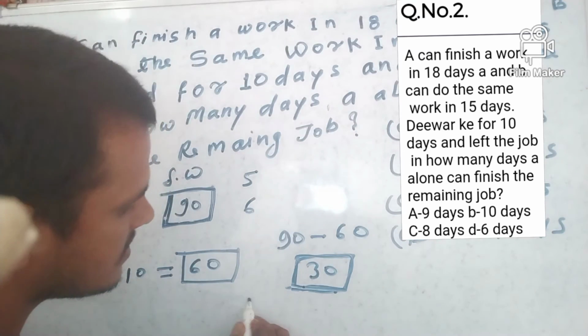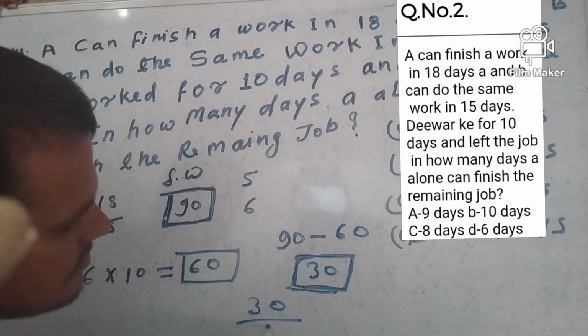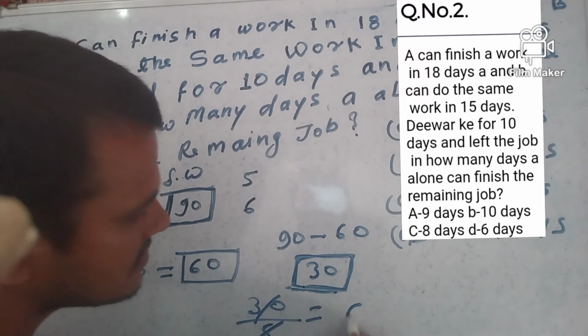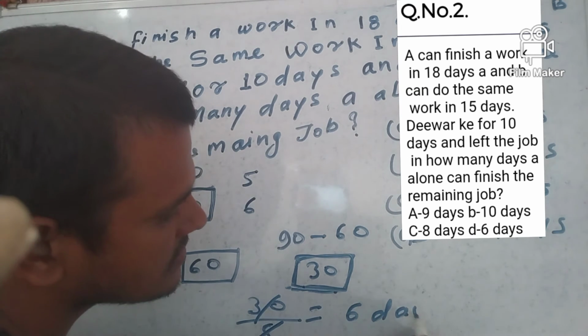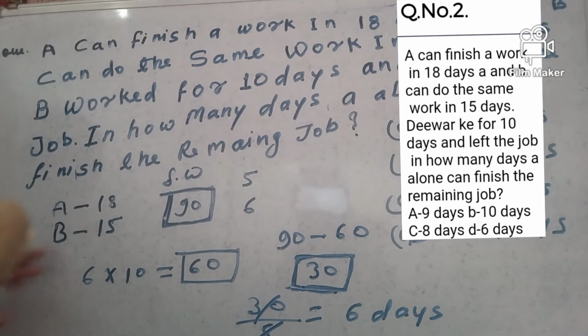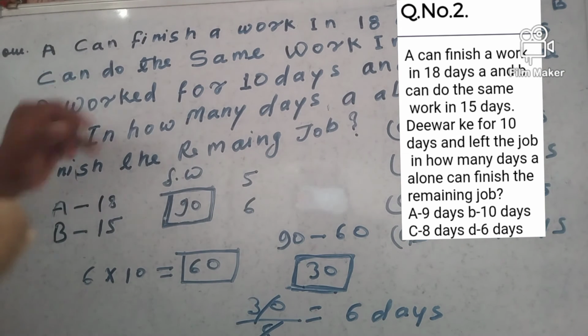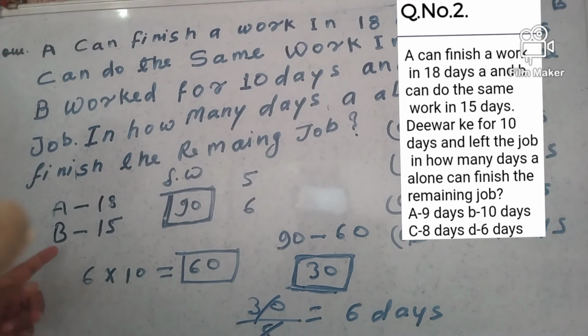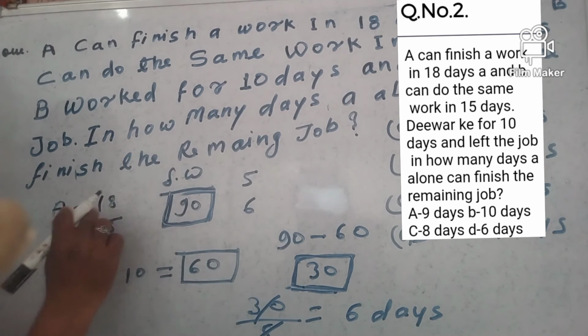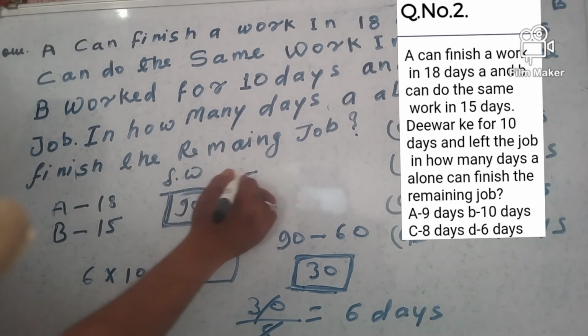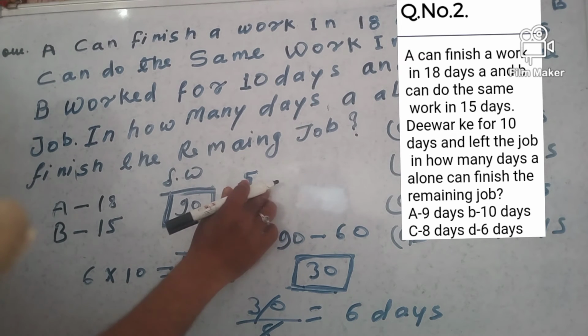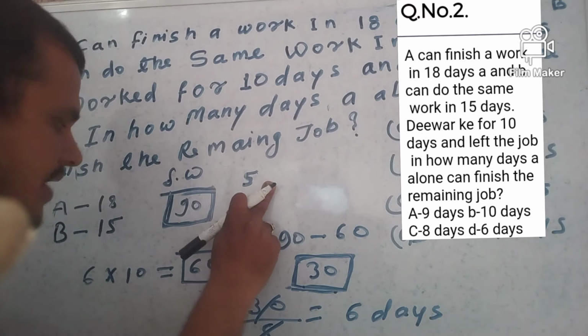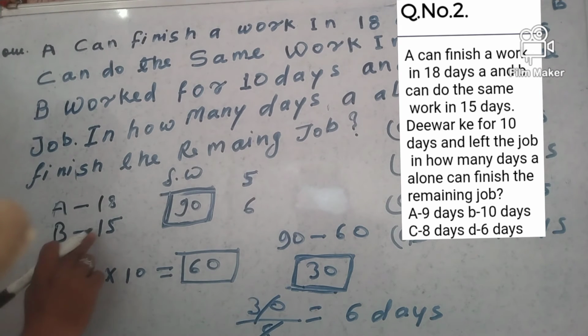So 30 by 5, 5 times 6 is 30. He will finish in 6 days. See here friends, A can finish the work in 18 days and B can finish the work in 15 days. Total work is 90. 18 times 5 is 90, so A's efficiency is 5. He does 5 work per day. Similarly, B finishes 90 work in 15 days.